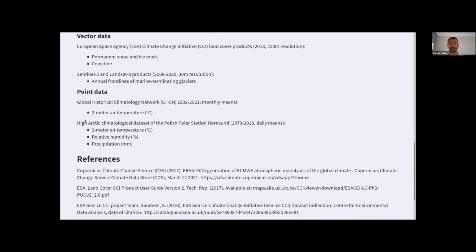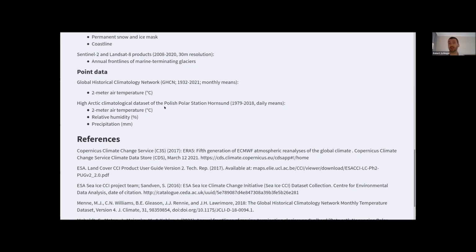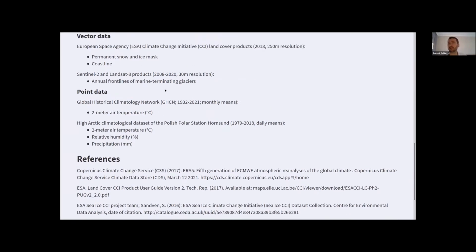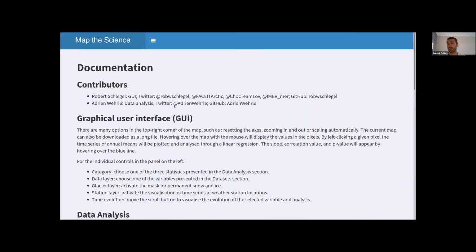Point data, we did not end up using the Polish Polar Station data, but we do have a couple of points from the Global Historical Climatological Network in there. And if there's a bit of time at the end of this talk, I'll show what those look like, but really we're focusing on the remotely sensed data because that's the topic of this conference.